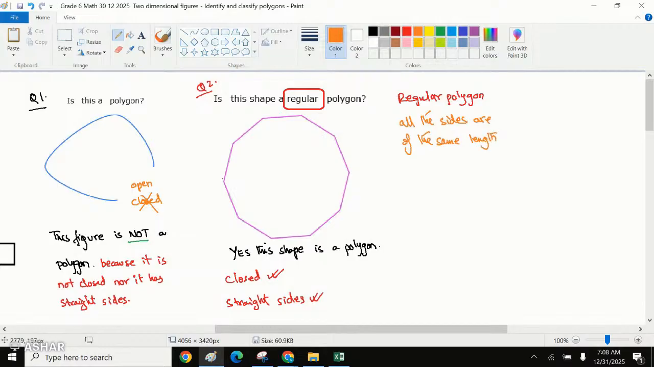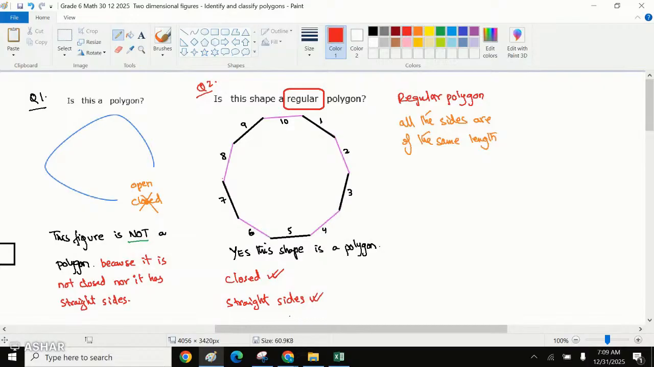Whenever a polygon has all sides of the same length, let me label the sides. This is side number one, side number two, side number three, side number four, side number five, side number six, side number seven, side number eight, side number nine, and the last one, side number 10. So when these 10 sides of this particular shape have the same length, it is a regular polygon.